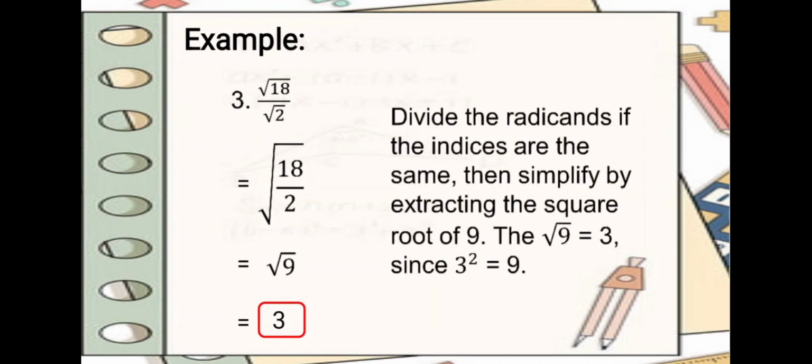So, dito, ang ginawa natin, dinivide lang natin yung nasa loob ng radical sign o kung tawagin natin ay radicands kapag ang indices nila ay pareho. Then, sinimplify natin yung nasa loob at nung nakuha natin si 9, ine-extract natin yung square root niya. Kaya, nakuha natin si 3.